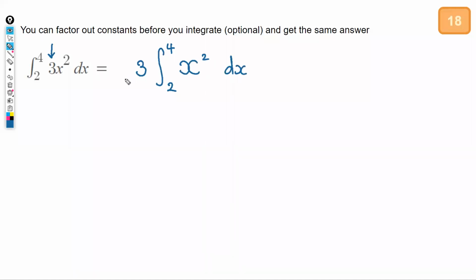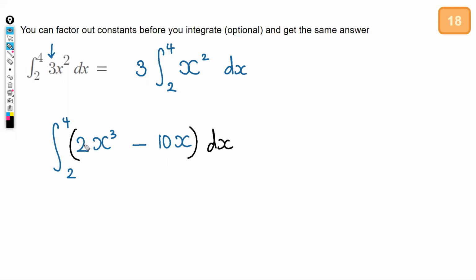A constant, right? Which means if you had the integral of 2x to the power 3 minus, let me say, 10x, and you were asked to integrate this entire expression, you could pull out a 2. When I say pulling out a 2, you're factorizing out the 2. So you could also do it in a case like this. You could pull out the 2, so it's outside the integral brackets, and you'll be left with x cubed minus 5x.